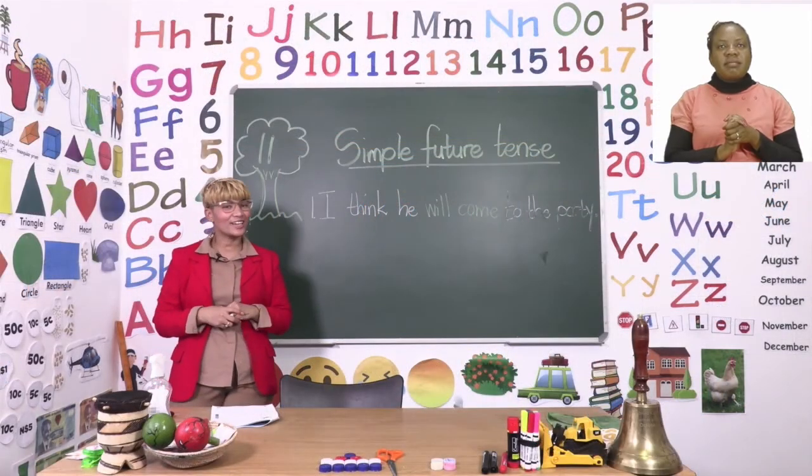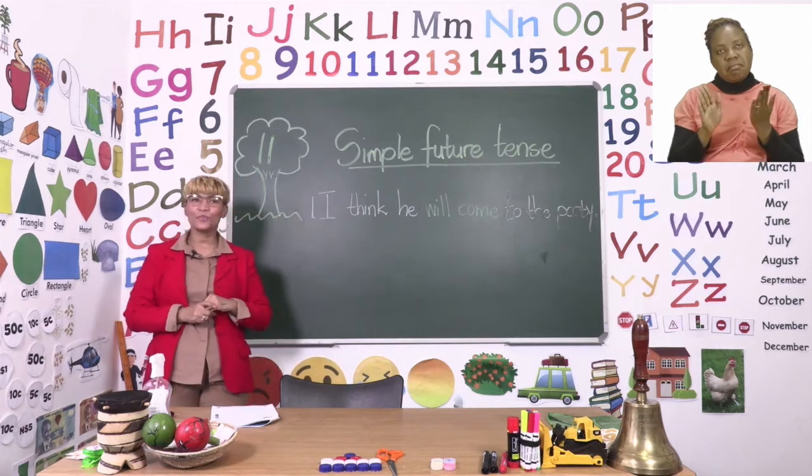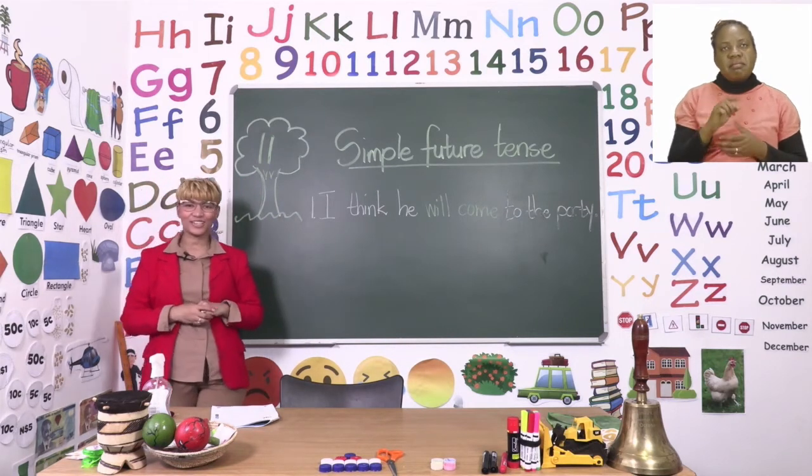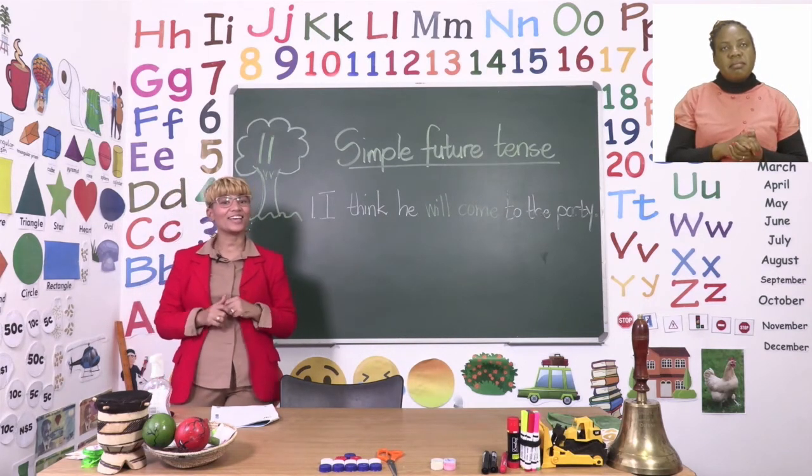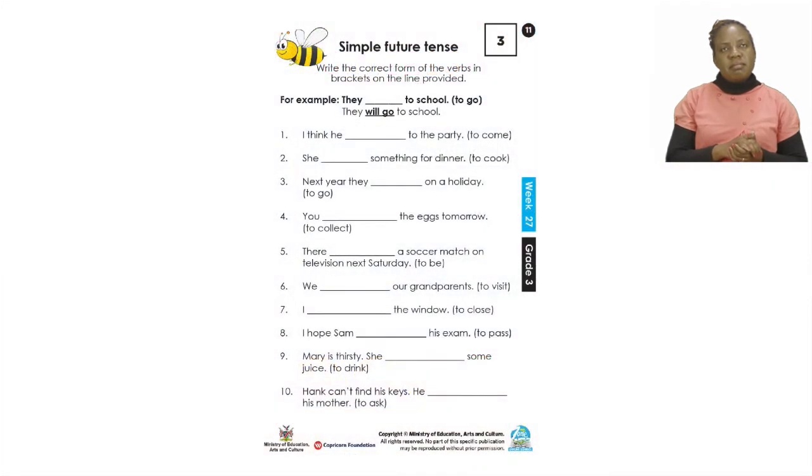For this part of our lesson, let's go to page 11 in our booklets. Now here, we are going to look at the simple future tense. Remember everyone, future tense means it will still happen. It says there, you have to write the correct form of the verbs in brackets on the line provided.